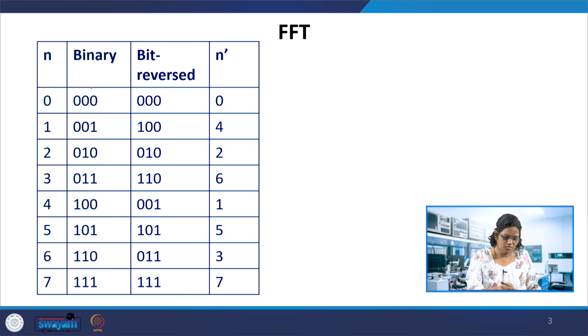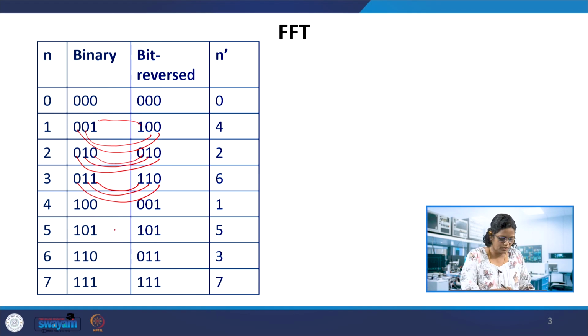Now if you bit reverse this binary, 001 becomes 100. So just reverse the bits: take the first bit and put it at the last, and the second stays in the middle. For 0, 1, 1, the first bit goes to the last bit, and so the order is reversed.